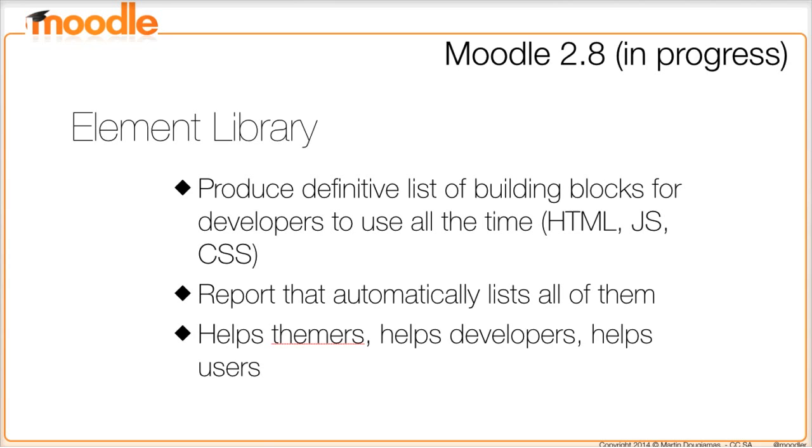The idea is if we do that, we can have a report that lists all of those. And then if you're writing a new theme, you have one page to check, and you can just make sure all the little components display correctly and work correctly. And then the whole theme should work correctly right across Moodle. So that also helps developers build pages quickly. It helps users in the end because Moodle will look more consistent. We can make it look nicer, do more theme work, etc. So that's that project.